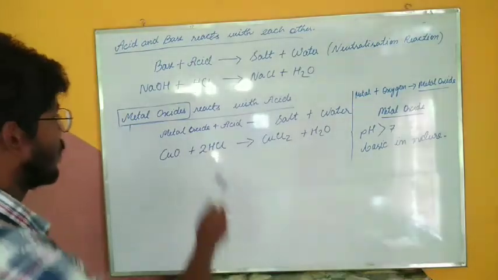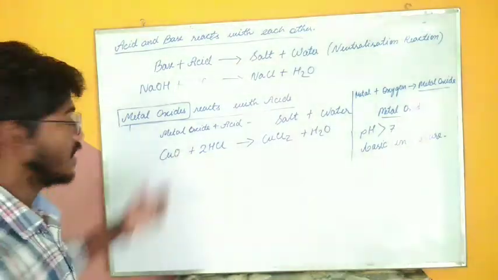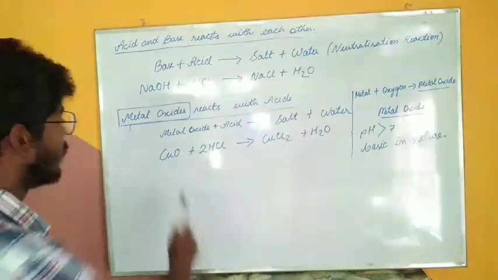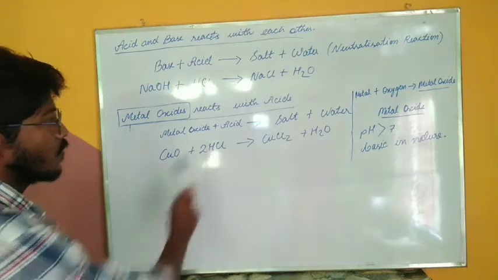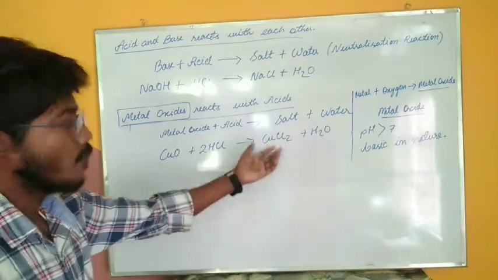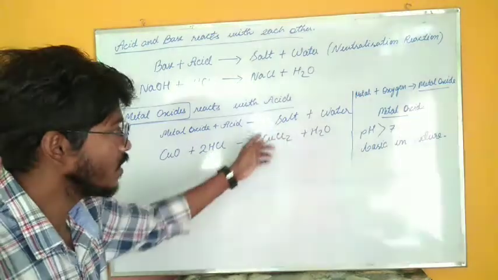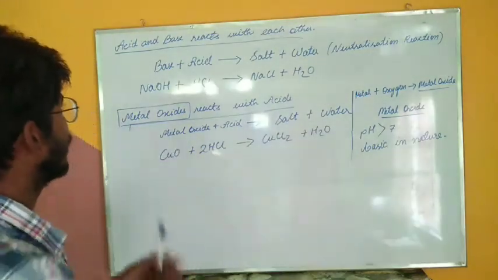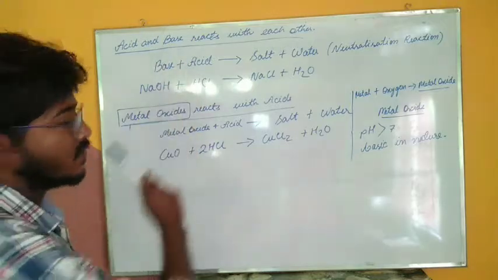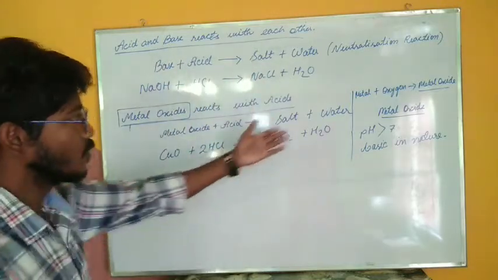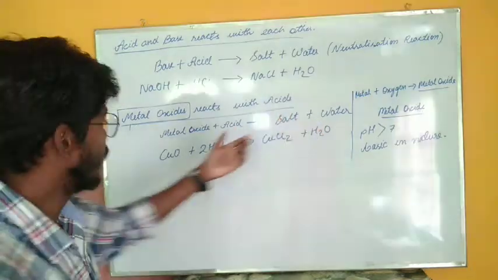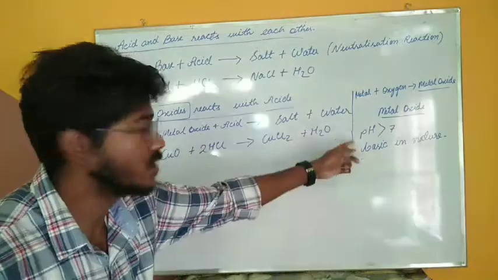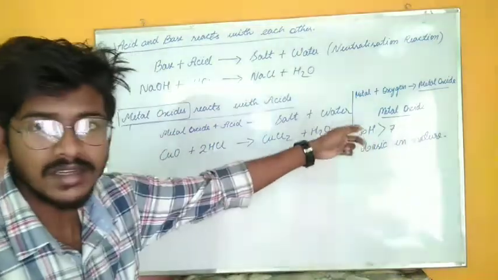So now you see, for example, if I take copper oxide as a metal oxide which reacts with hydrochloric acid, it will give out copper chloride, which is a salt, along with water. So you should always remember that when acid and base react with each other, they give salt and water. Here also it is the same, salt and water. Why? Because metal oxide is also basic in nature, because the pH value is more than 7.